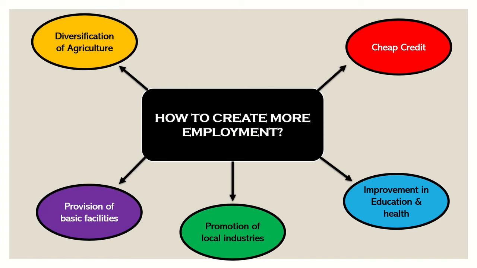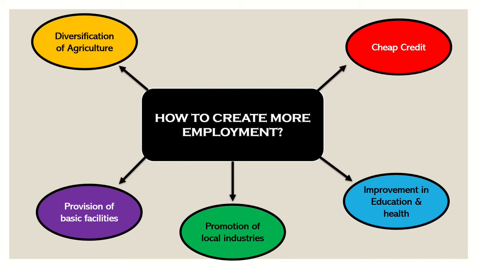Second way is cheap credit. Most of the farmers depend on informal sources of credit. Government should encourage the commercial banks to provide loans to the farmers at cheaper rates. Third way is provision of basic facilities. Our rural areas lack basic facilities like roads, transportation, banking, market, etc. The government should invest some money in these sectors so that Indian villages can be linked to other markets.